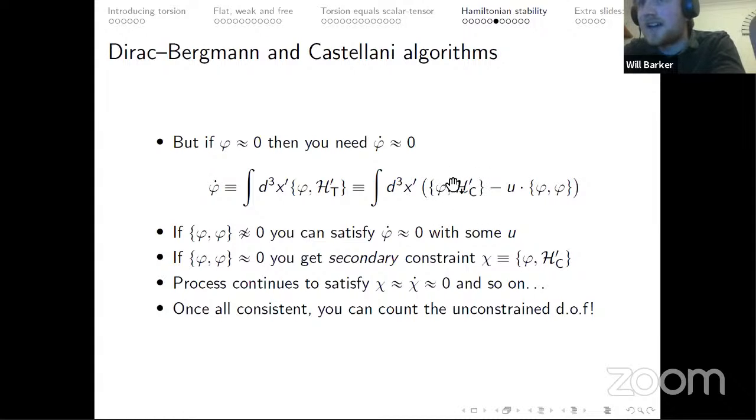So this first term vanishing is basically another constraint. We call this a secondary constraint, and then you have to repeat the process of requiring its velocity to vanish as well. And so this process goes on and on and on until finally you run out of constraints and everything should be consistent. And at that point, you say, well, how many degrees of freedom do I have left in my theory?